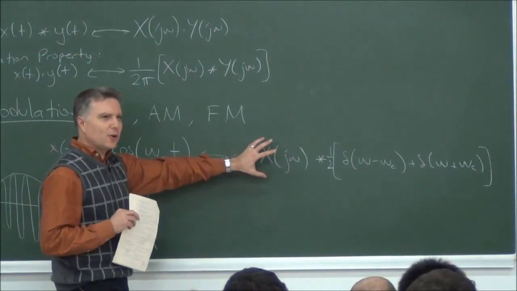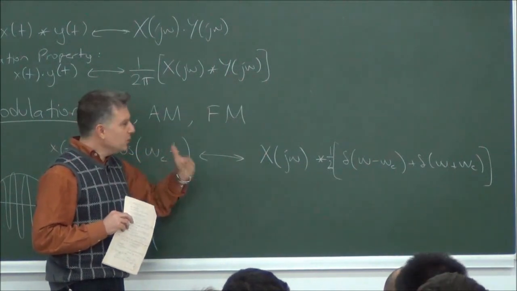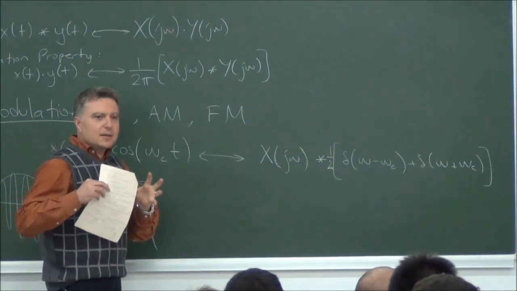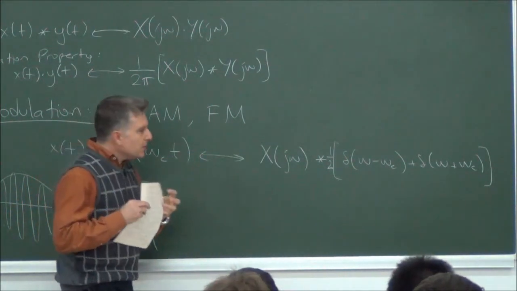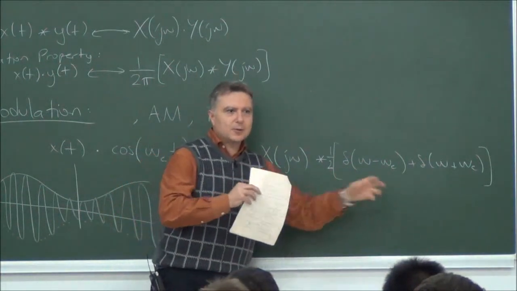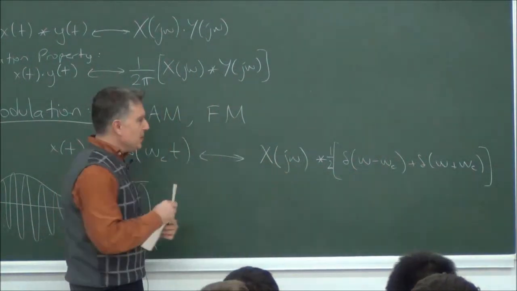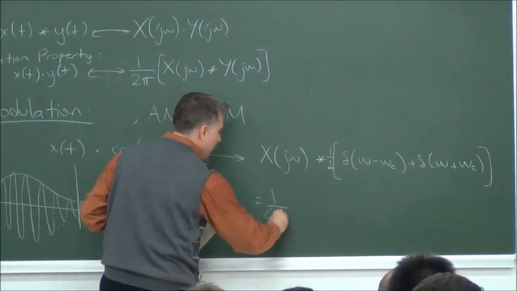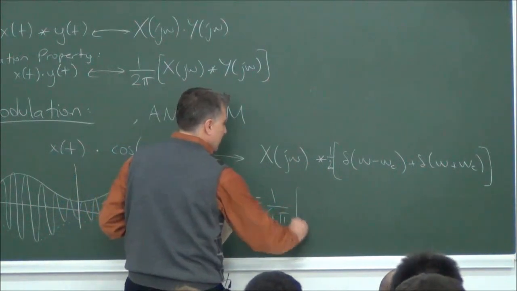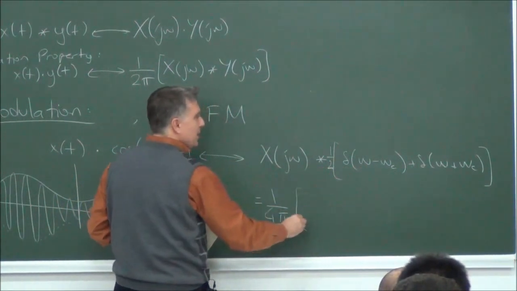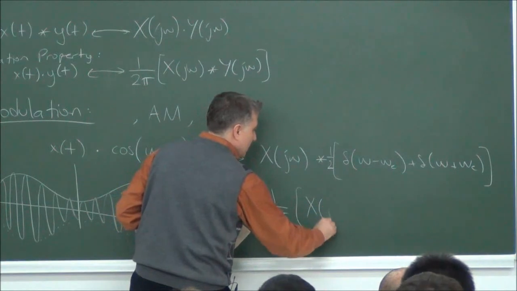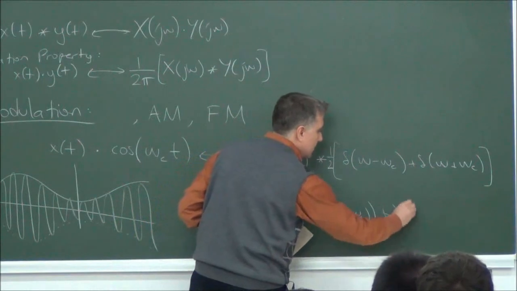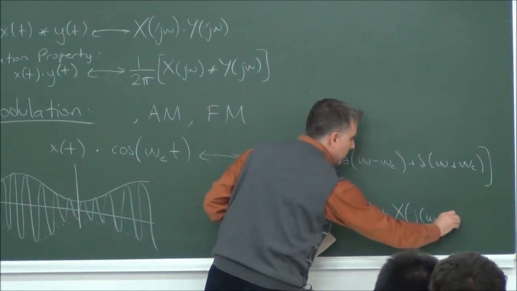And do you remember how to convolve with an impulse? What were we doing when we were convolving with an impulse? Yeah, just carrying the signal to the position of this impulse, shifting it by that amount. That's it. It's not a very complicated operation. The result is 1 over 2 with a 1 over 2 pi, so it becomes 1 over 4 pi in the end. X of j omega convolved with delta omega minus omega c is X of j omega minus omega c, plus X of j omega plus omega c.